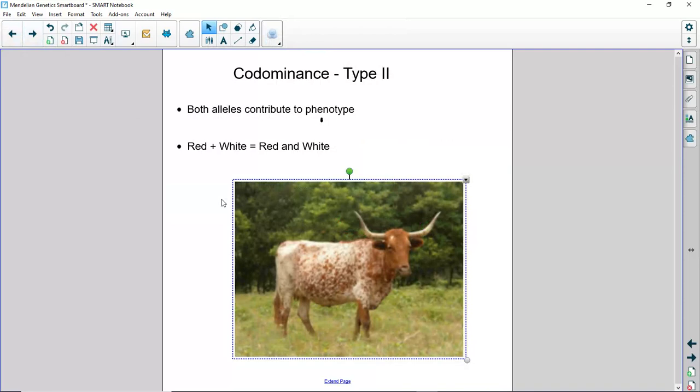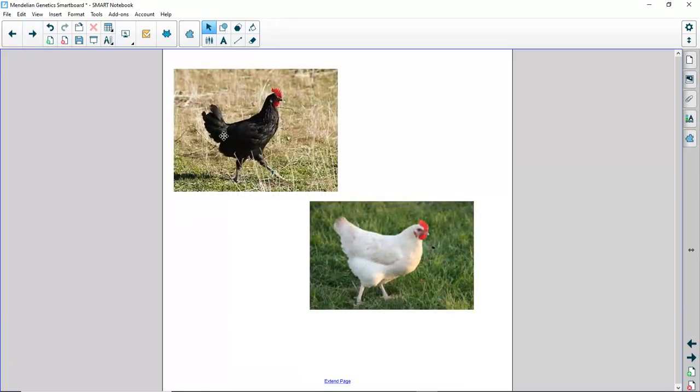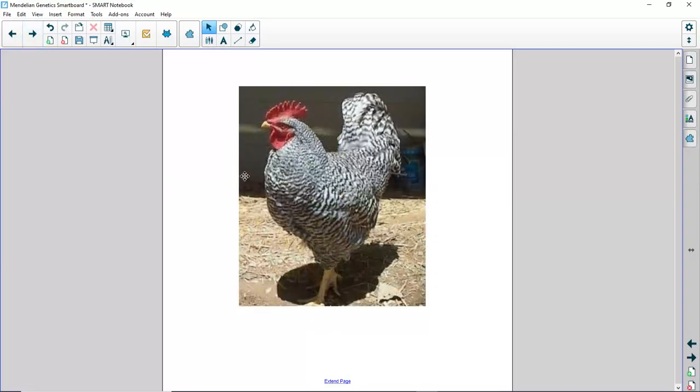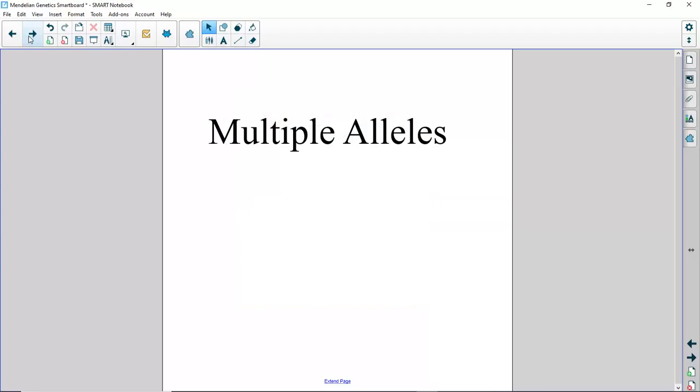So it's a variation. This came along in the later part of the 19th, early 20th century, when we learned more about it. So we take a look there. Notice, take a look at this. You have a black chicken and you have a white chicken. Which type of codominance is this? Where you have then the black and white speckled chicken. That would be codominance type 2. Codominance type 2.